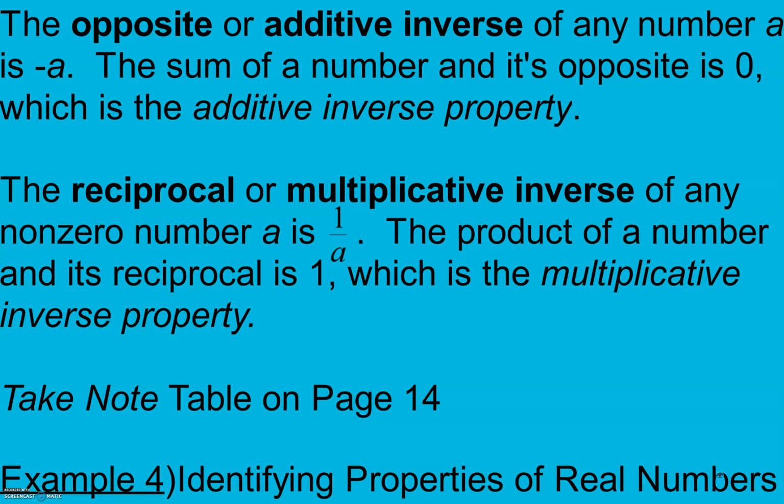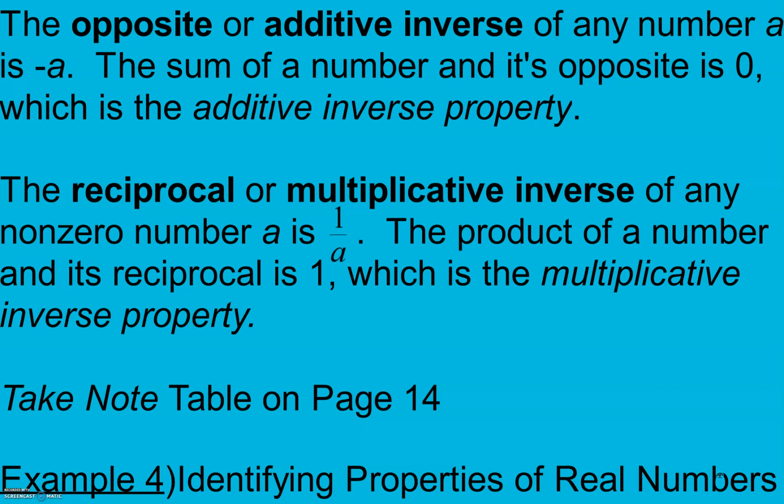If you look at the take note on page 14, they have a few more properties there. We've talked about commutative and associative properties. Identity properties are what get us back to the identical thing. So we can take a number, add 0, and get back to A, which is identical to where we started, or we can take a number, multiply by 1, and get back to where we started. And then we've talked about the distributive property as well before.